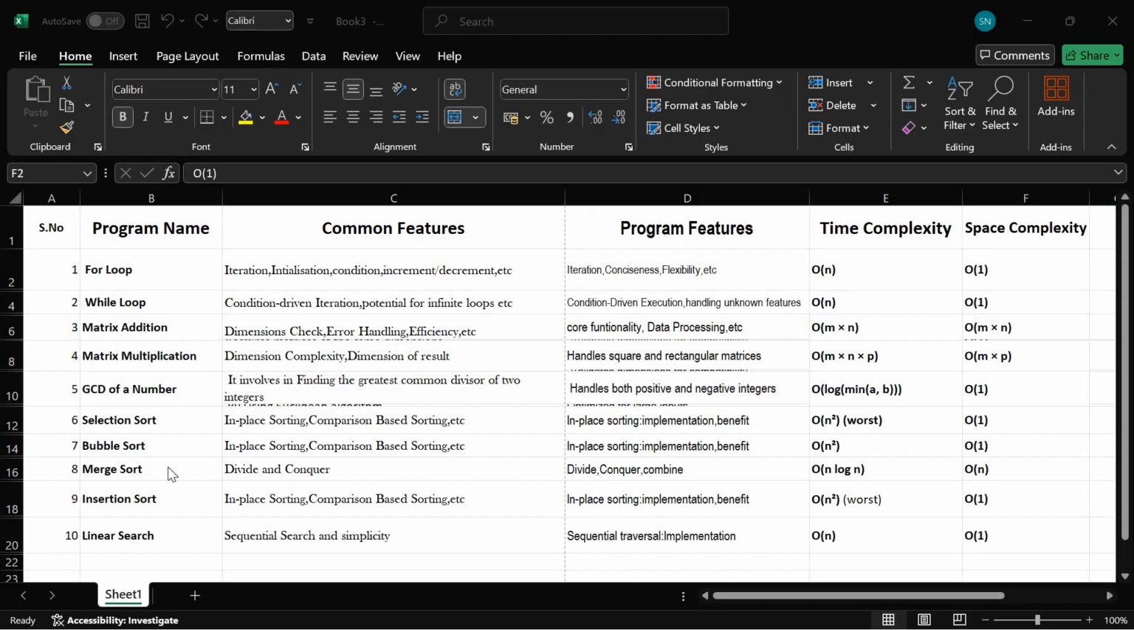Key time and space trade-offs. Some algorithms may be faster but require more memory, and vice versa. Choosing the right algorithm depends on the specific problem and resource constraints. Data structures: the choice of data structure can significantly impact the efficiency of an algorithm. For example, binary search requires the data to be sorted.